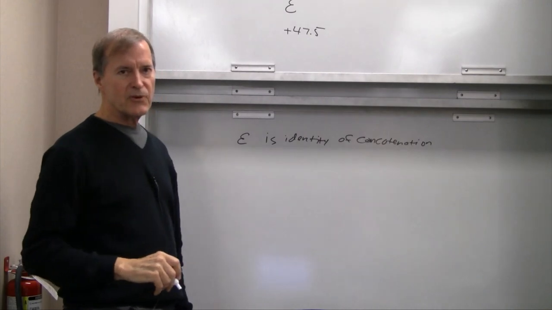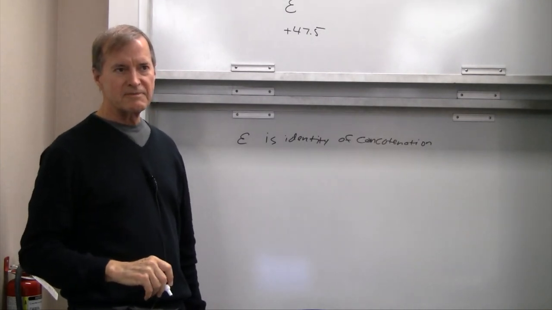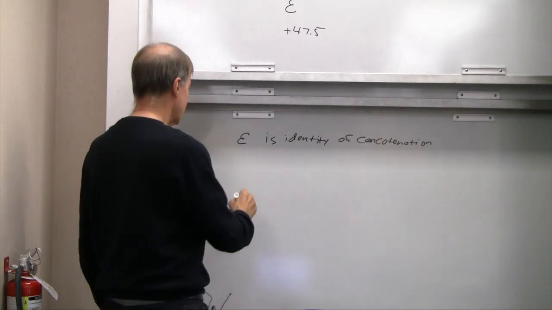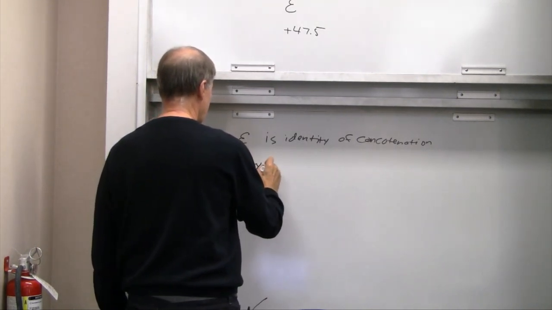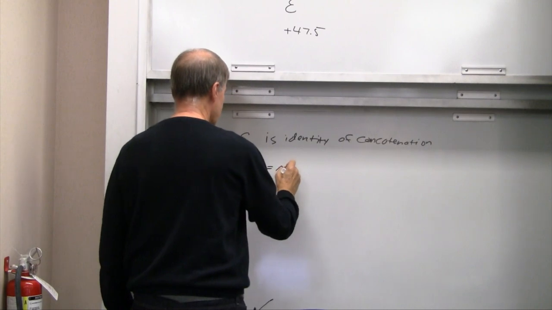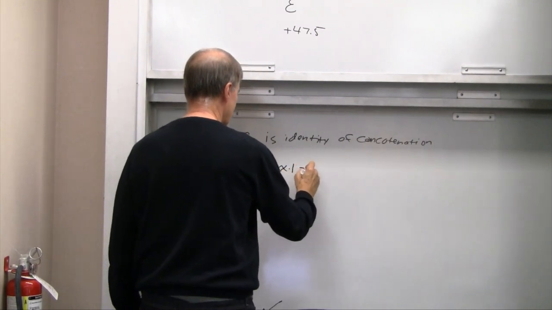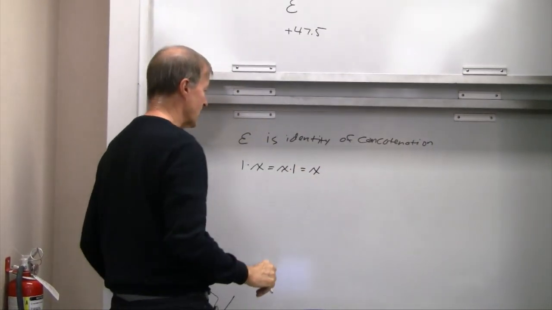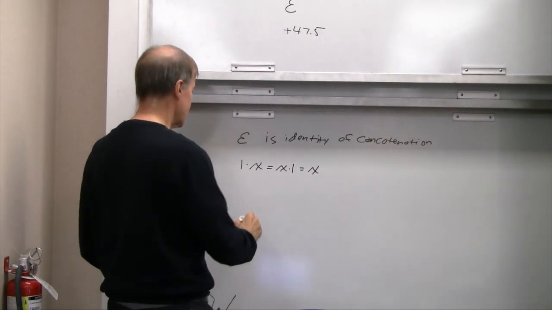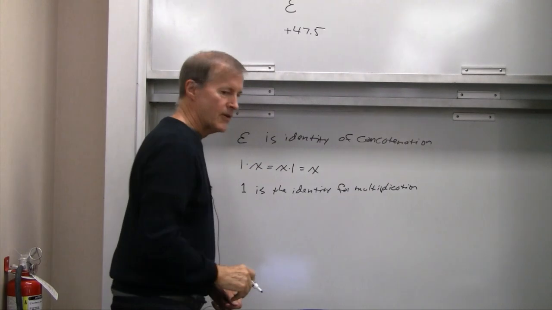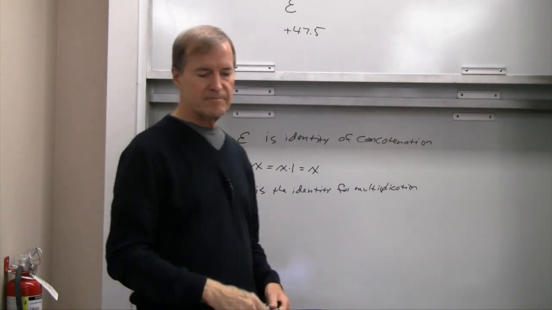What is the identity for multiplication? 1. Why is that? Because 1 times x equals what? x times 1, which equals what? x. So what that says is that 1 is the identity for multiplication. Okay, so, all right, is everybody clear on that?